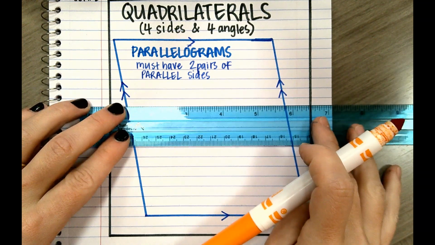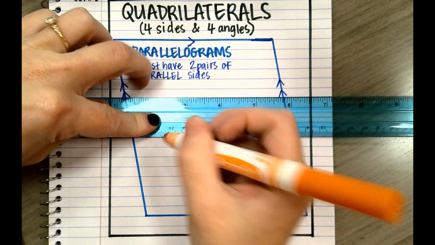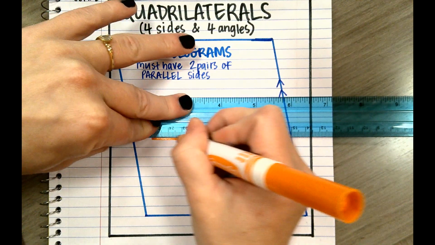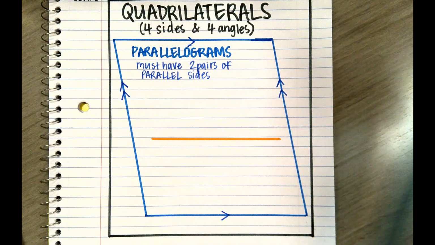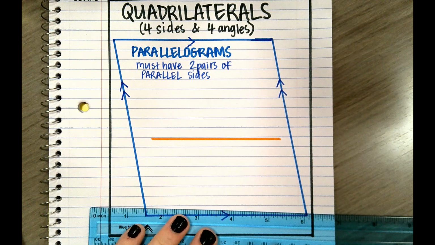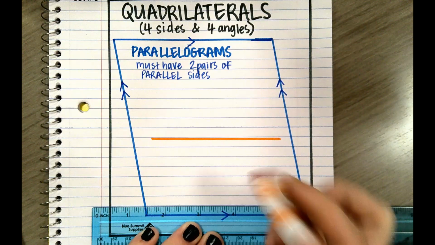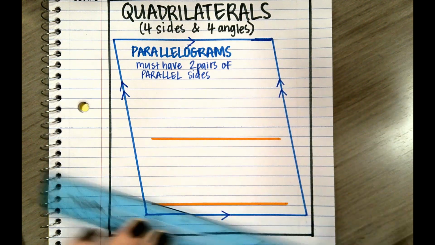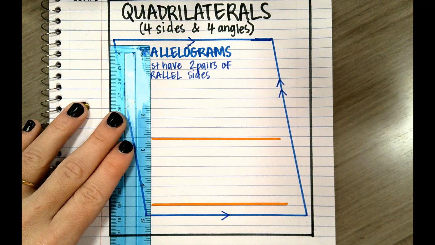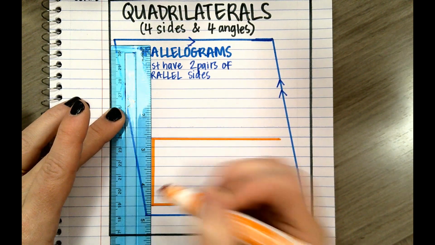Okay, so a rectangle is going to have the same things as a parallelogram. It's going to have two pairs of parallel sides, but now it's also going to have four 90-degree angles. So do your best to make it look like it's got 90-degree angles.